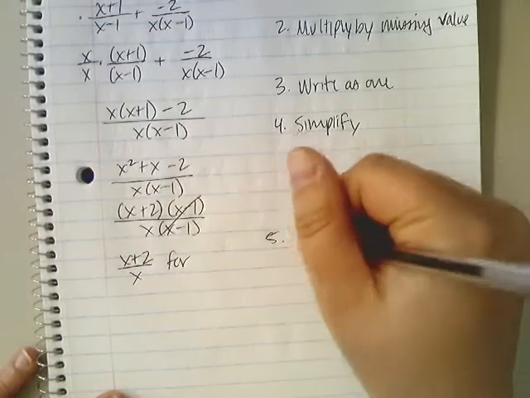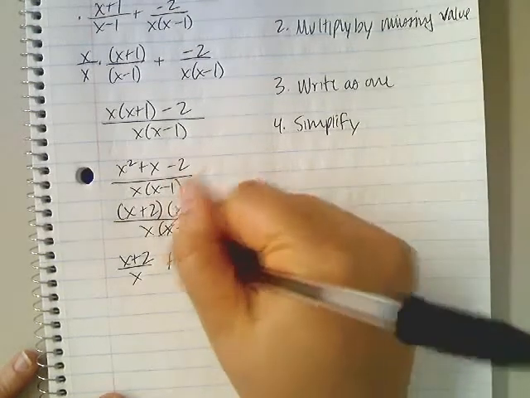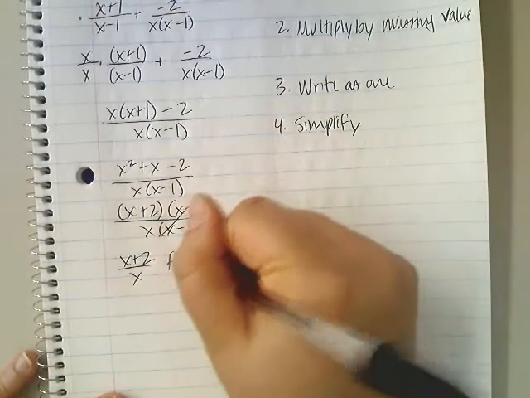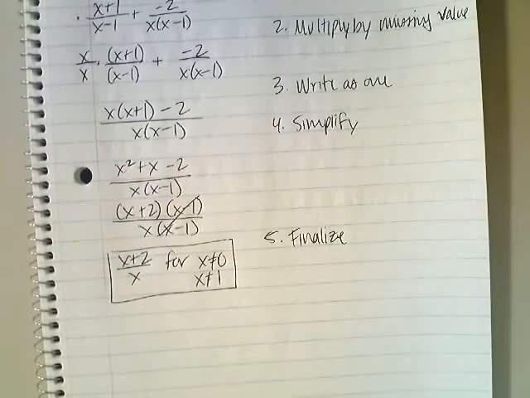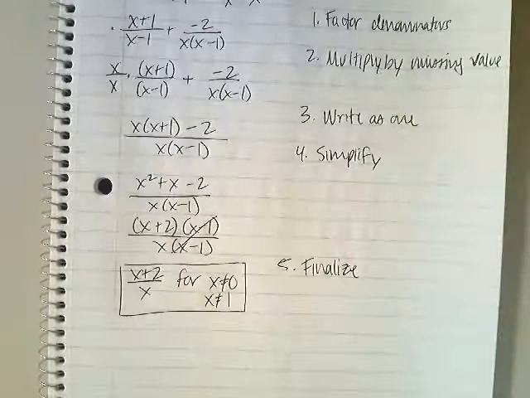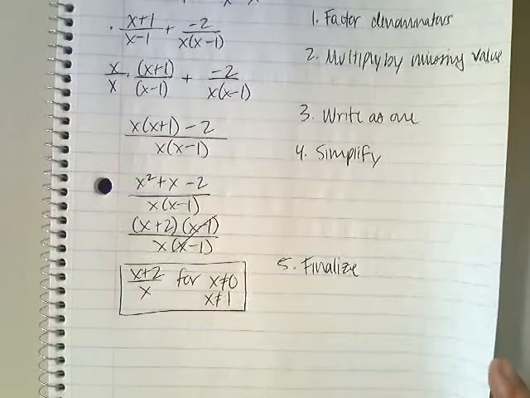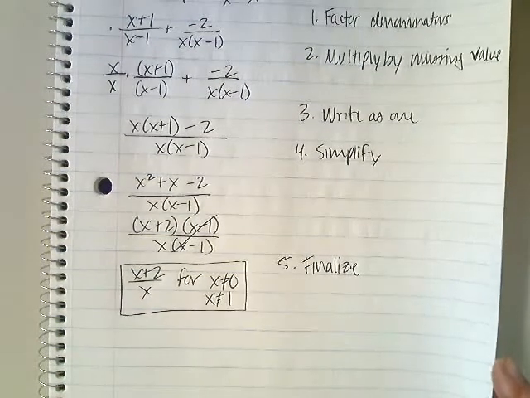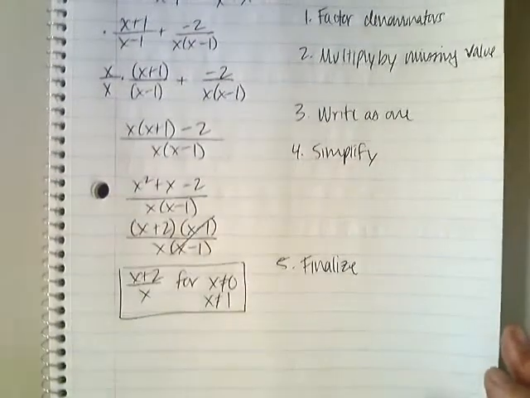I'm going to write finalize. So x cannot equal 0, x cannot equal 1, because those would both make my original equation undefined, so that would be my answer. So x plus 2 over x for when x does not equal 0 or x does not equal 1. I'm going to do one last example with subtracting, and again, I'm not going to write all the steps in detail because it's pretty much the same process except the numerators would be subtracted.